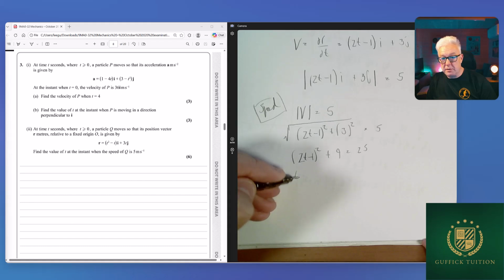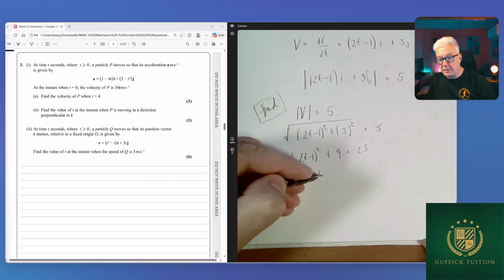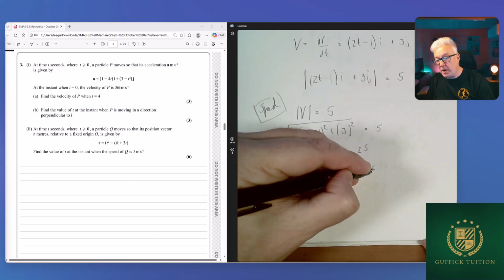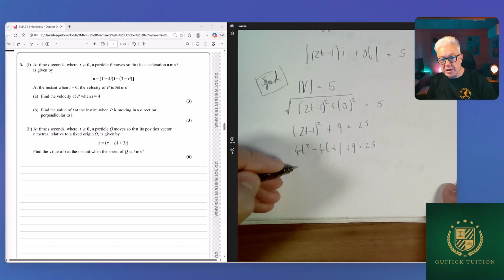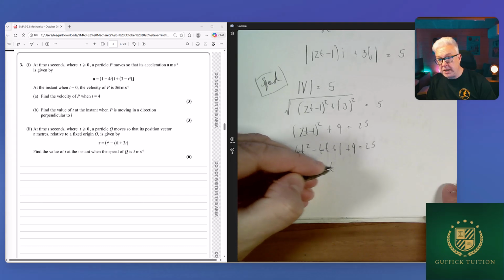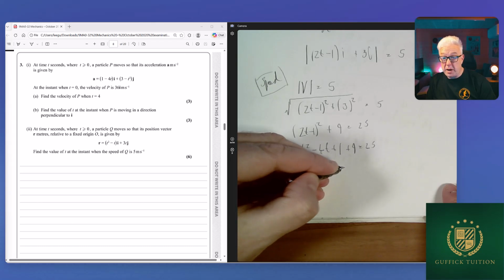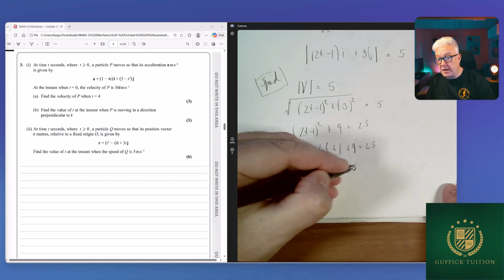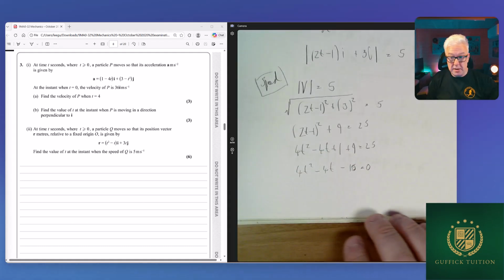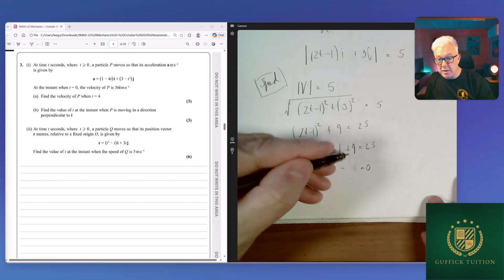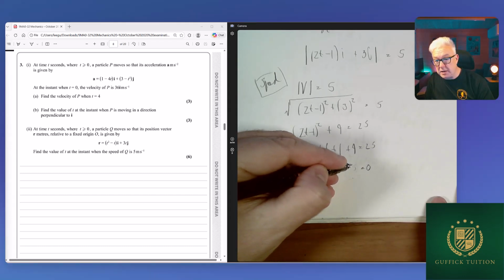So that's going to go to 4t squared minus 4t plus 1 plus 9 is equal to 25, which is going to go to 4t squared minus 4t minus 15 is going to equal 0. Okay, so it's going to be minus 15 because it's 10 take away 25. It's going to be minus 15, equal to 0.